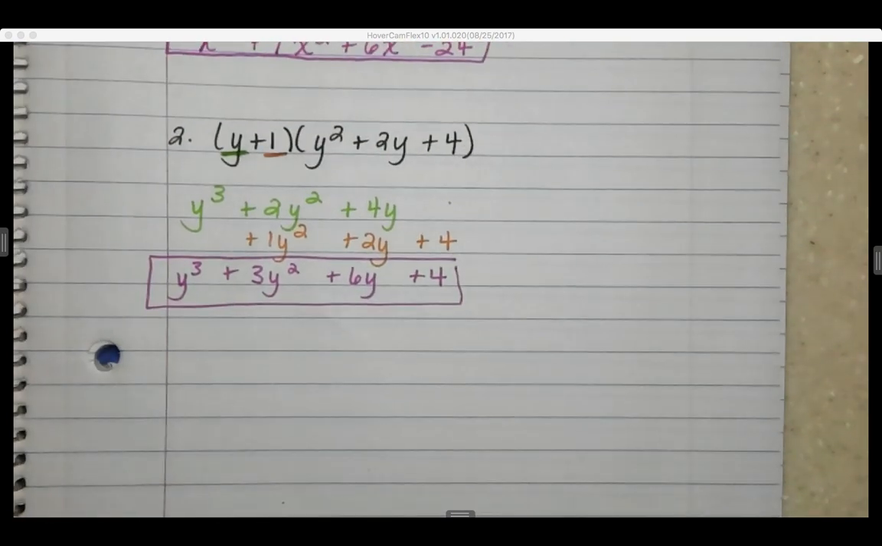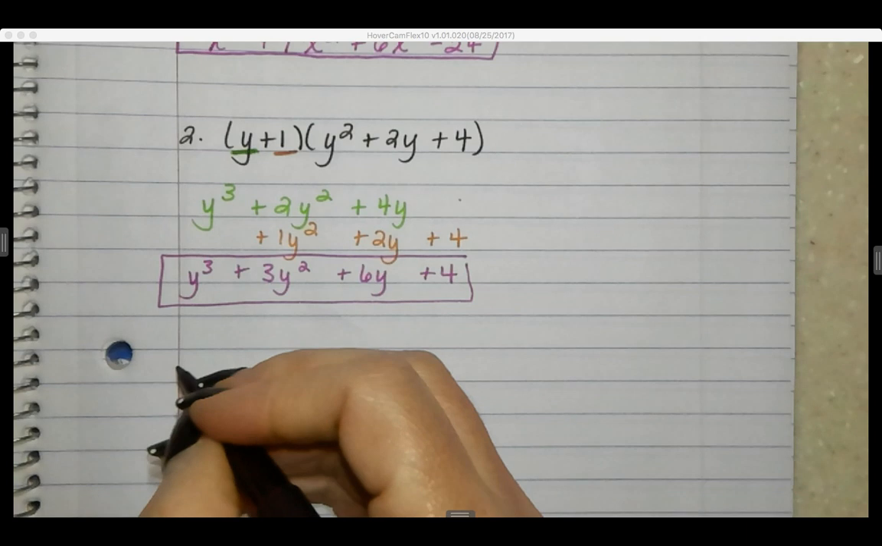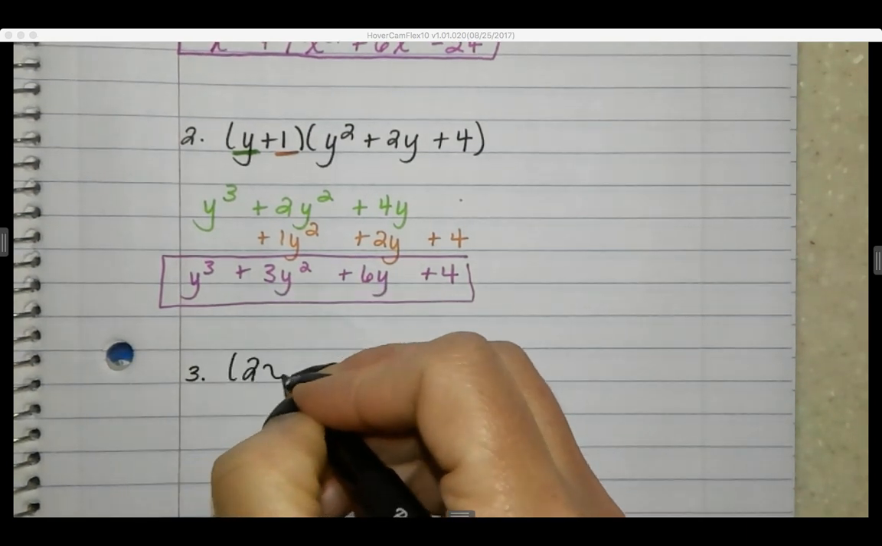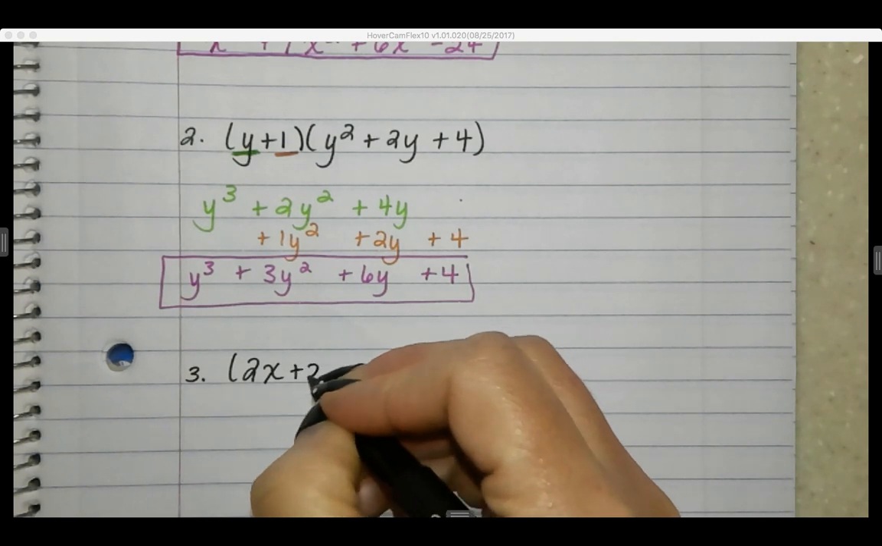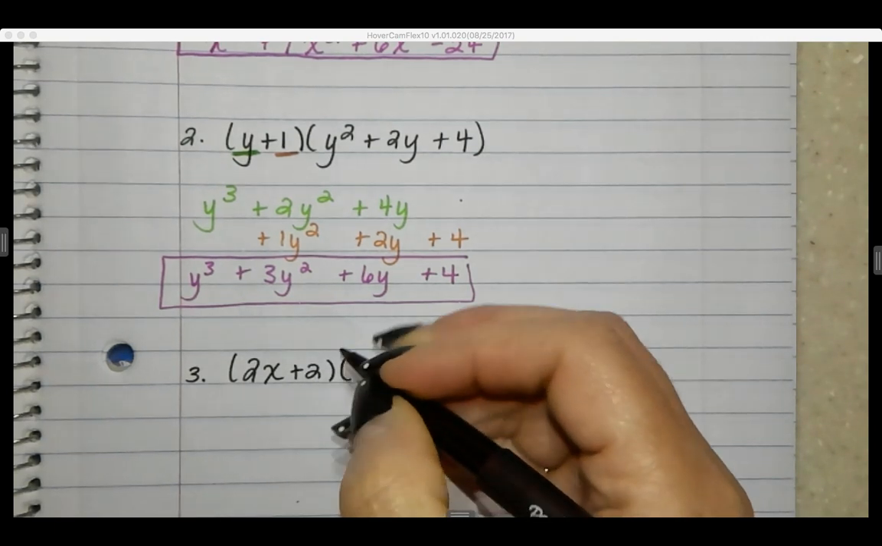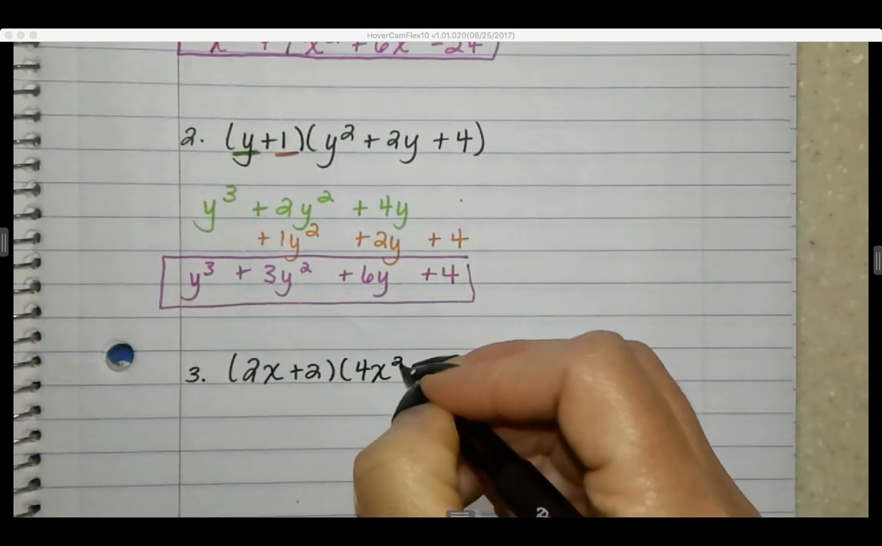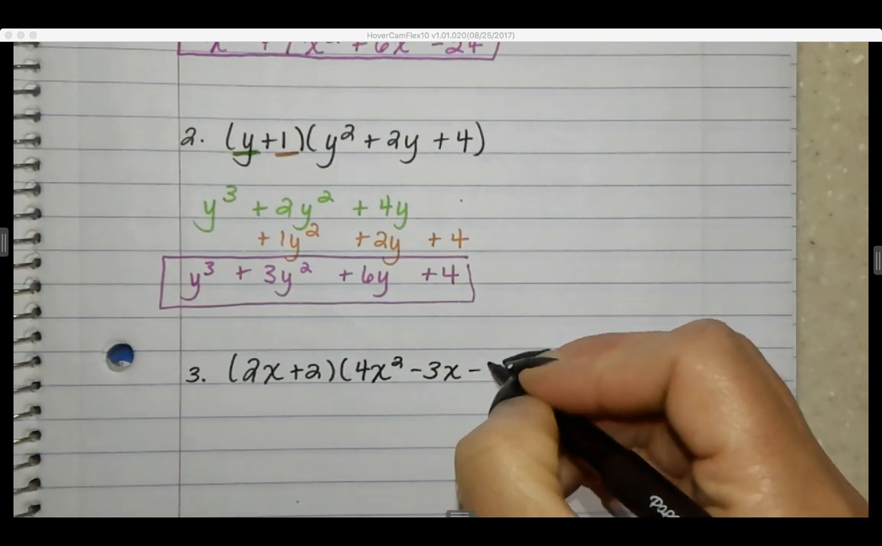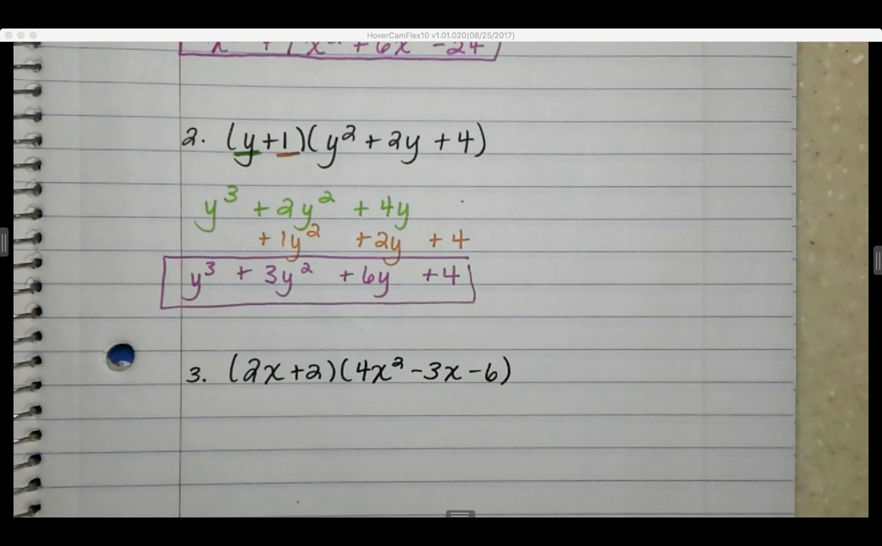Okay, let's do, I don't know, a couple. Let's do at least one more. Let's throw in some negatives. I like this one. Here we go. 2x plus 2. That's my binomial. And 4x squared minus 3x minus 6. There's my trinomial.